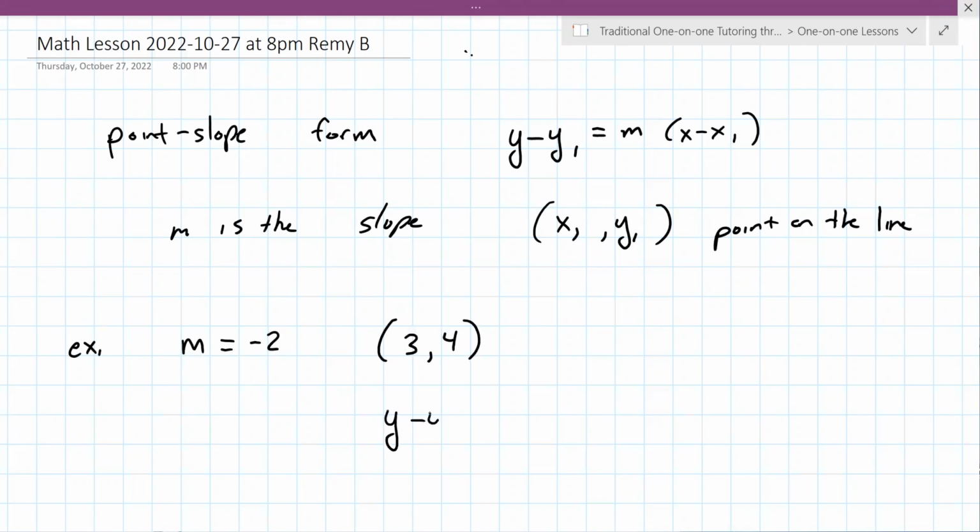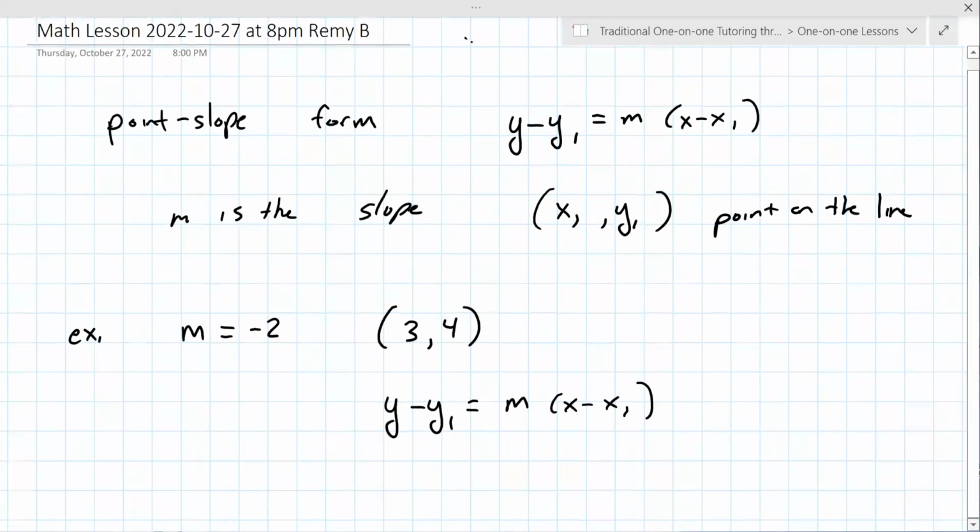I recommend starting by writing the form each time. That'll help you to remember it. Okay. And then you're just substituting. So m is the slope. So wherever you see an m, you're going to put in -2.